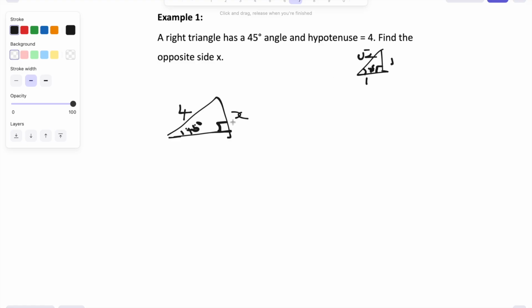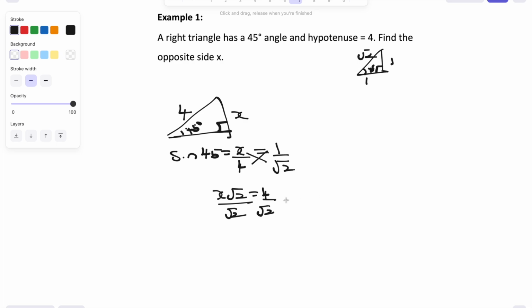So we could say this is opposite and hypotenuse, so that's sine. Sine 45 is equal to x over 4. And from here, we know sine 45 to be equal to what? 1 over root 2. Great. So if I cross multiply, that will be x root 2 is equal to 4 times 1, which is 4, and divide by root 2.